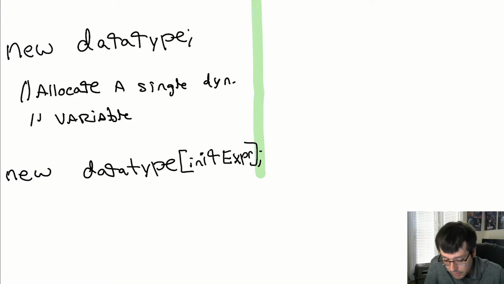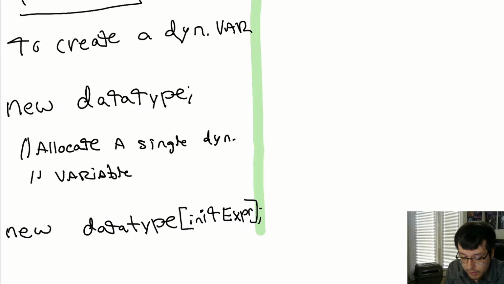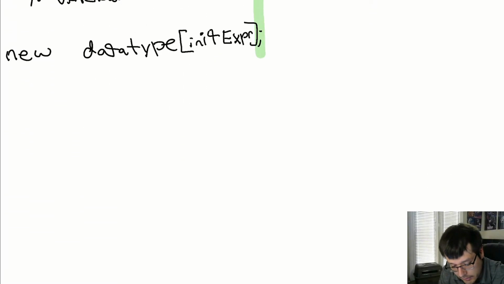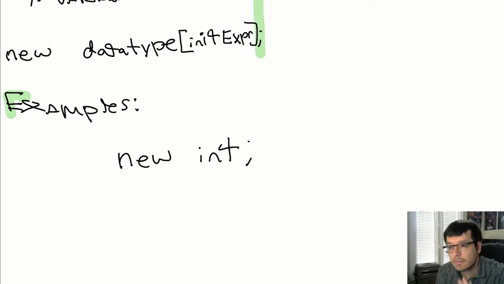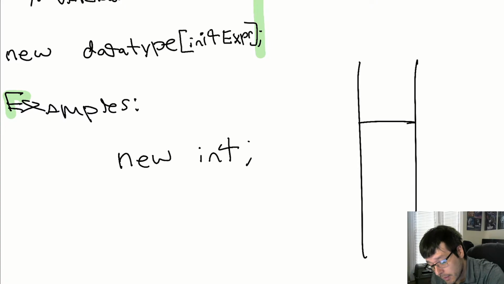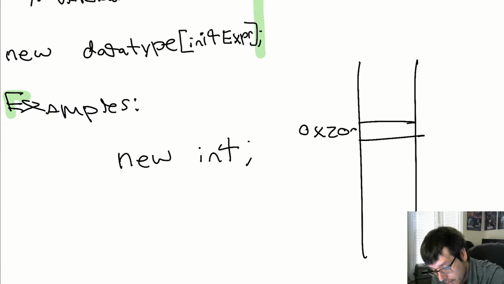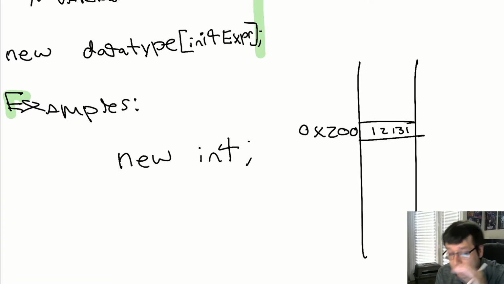Okay? So let's go ahead and do some examples. Let's start with a single variable. Examples. Let's say that we want to create an integer, okay? If you just write the following code, you have created an integer somewhere in your main memory, some address, remember these are hex. And there's garbage in it, but it exists. But here's the issue.